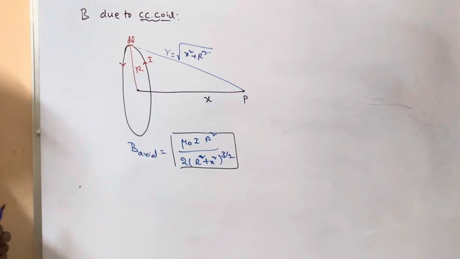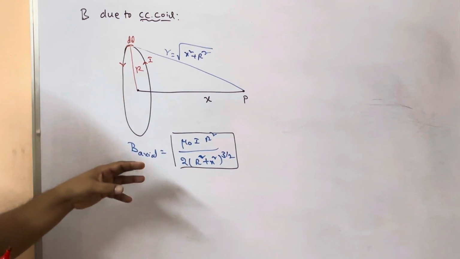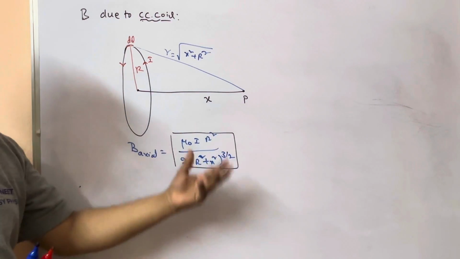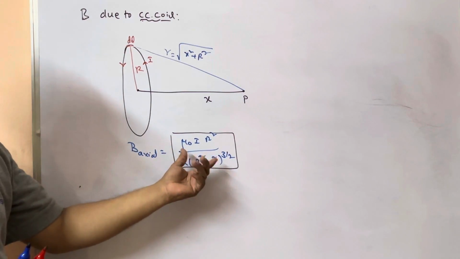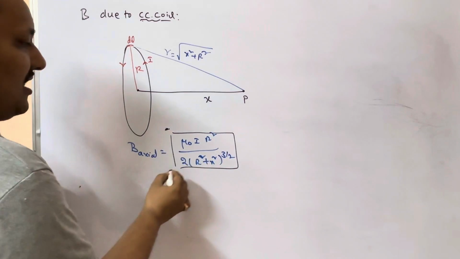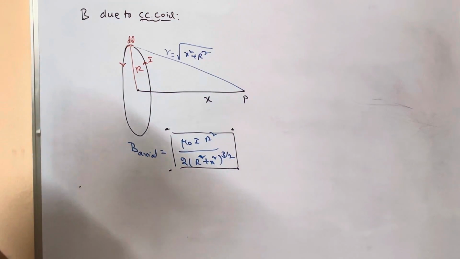How do you remember so many songs? How do you remember childhood ABCDs and tables? It is the same here. If you recall it 2 to 3 times, definitely you will remember. You have that memory capacity. Mu naught I r square by 2 into (r square plus x square) whole power 3 by 2.